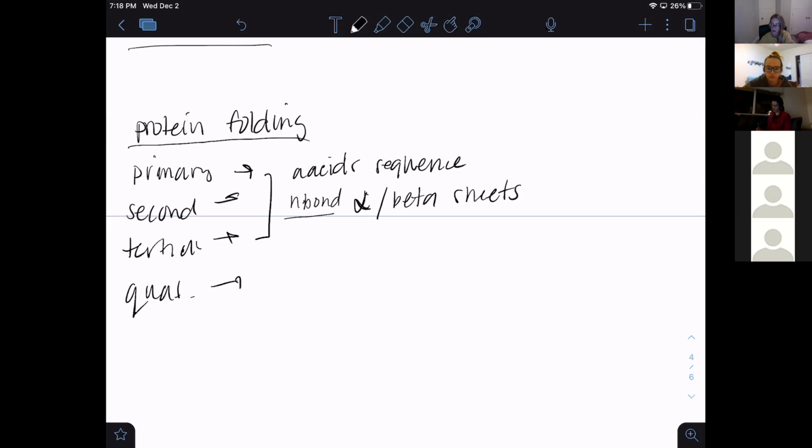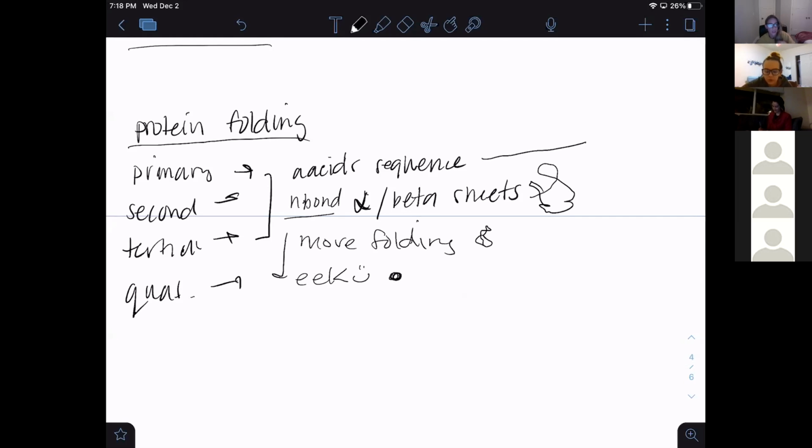What's happening in the tertiary? The intermolecular forces are making it fold in on itself. Okay, so all I like to do for layman's terms is more folding. And then here it's like eek. Okay, because we're just like that. And then we're like this. And here we're like, okay, we're getting there. So really you just need to know primary and secondary, just because that's where the terminology alpha beta sheets and then just sequencing of amino acids, okay?